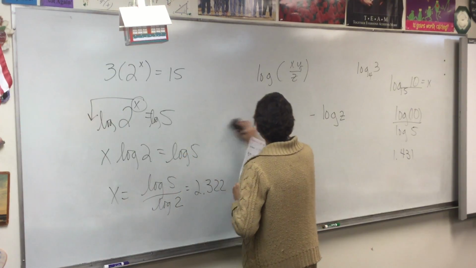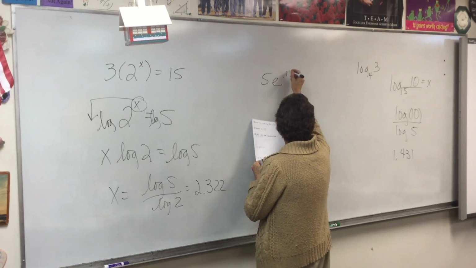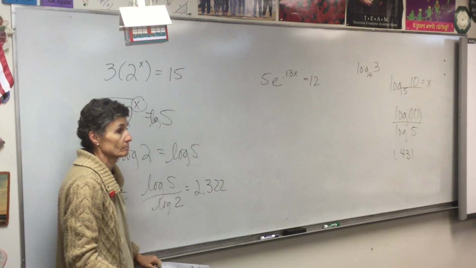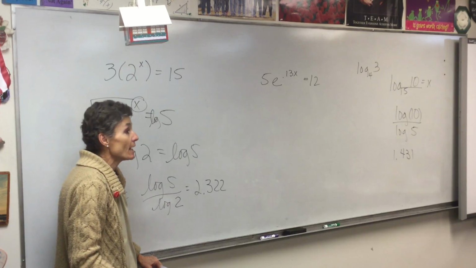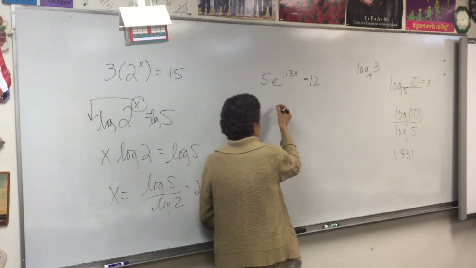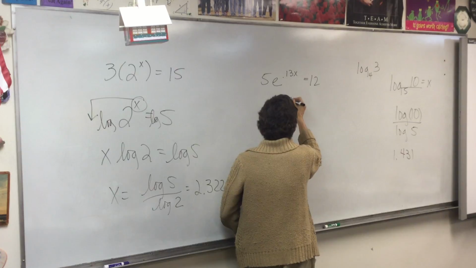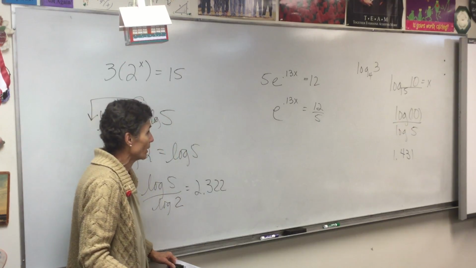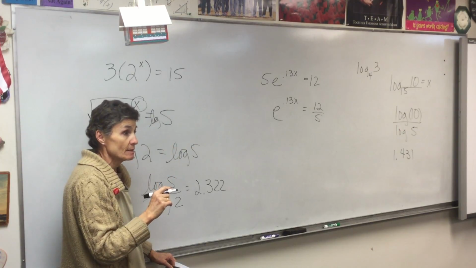More of these before we go to the word problems. Any thoughts? Yes, you have to divide by 5. It's just like this problem. We have to divide by 5. Now, I wrote 12/5. You could write that as a decimal if you wanted to. Now what? ln it. That's what we're going to do.